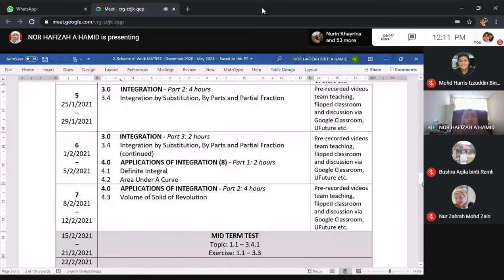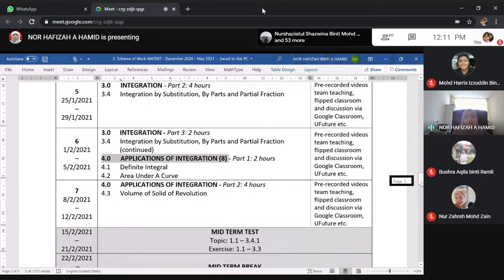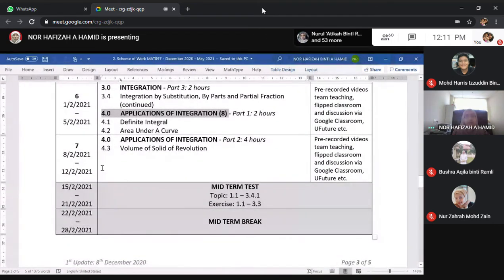Week 6 we continue with chapter 4, applications of integration, for 8 hours, until week 7. So week 7 we stop first. You have a midterm test after week 7. The midterm test covers from topic 1.1 until 3.4.1. So this is your topic list for the midterm test. Chapter 1 and chapter 2 are fully included in the test, and chapter 3 will be only half, up to 3.4.1.